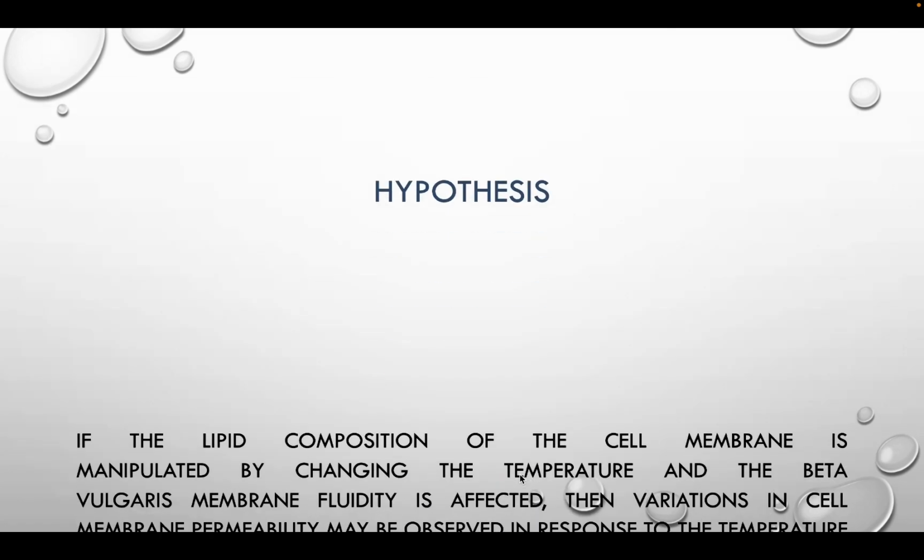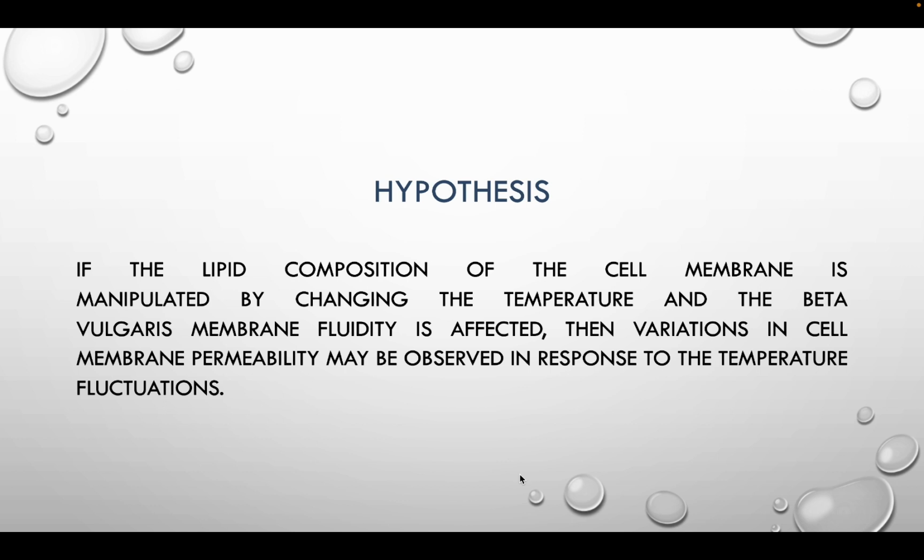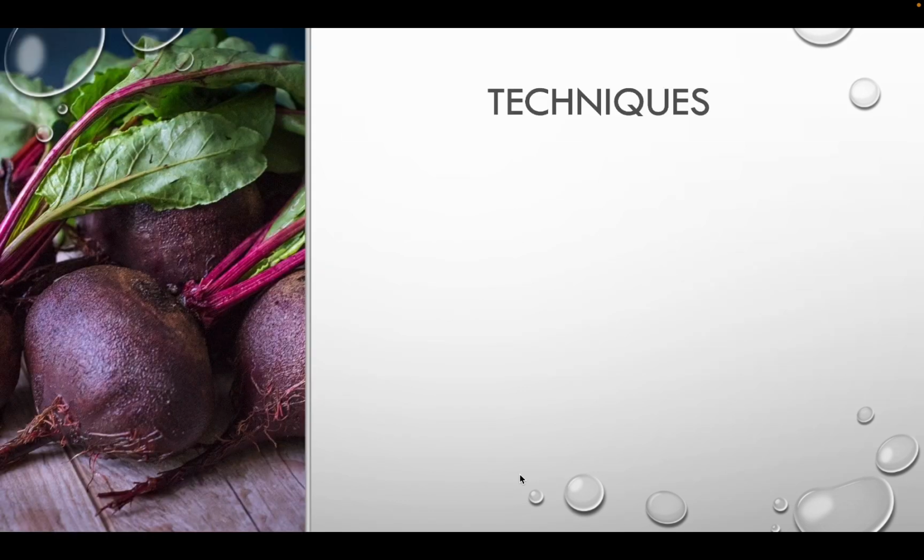of: if the lipid composition of the cell membrane is manipulated by changing the temperature, and the Beta Vulgaris membrane fluidity is affected, then variations in cell membrane permeability may be observed in response to the temperature fluctuations.